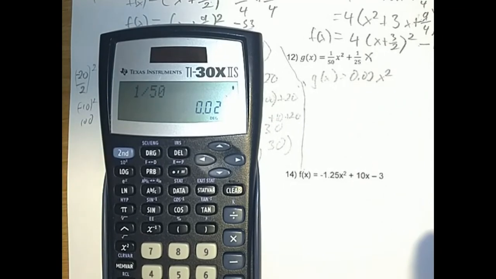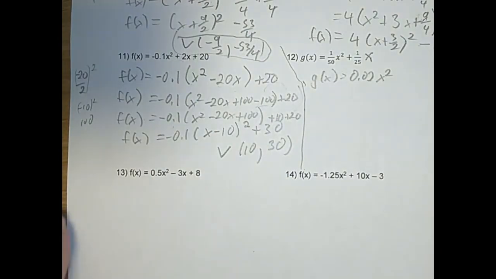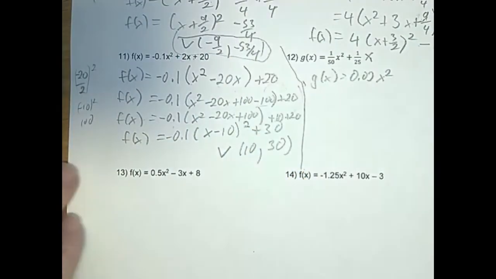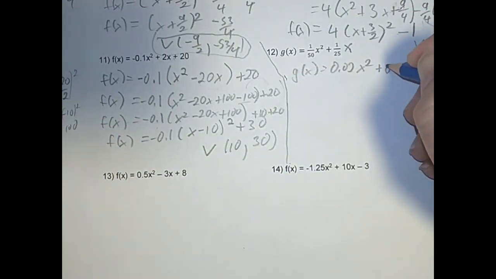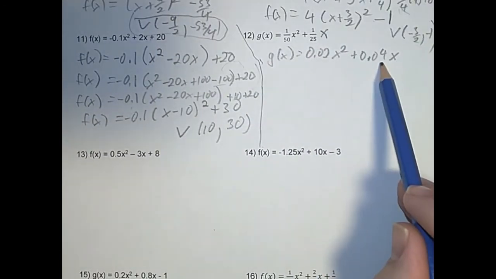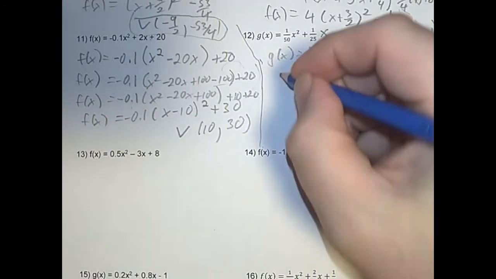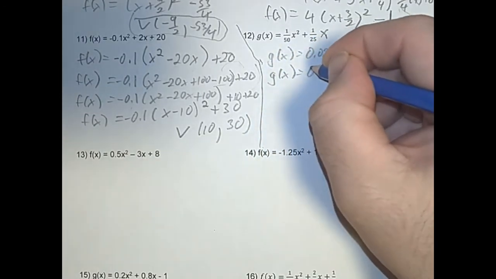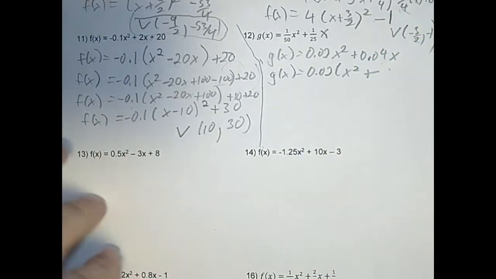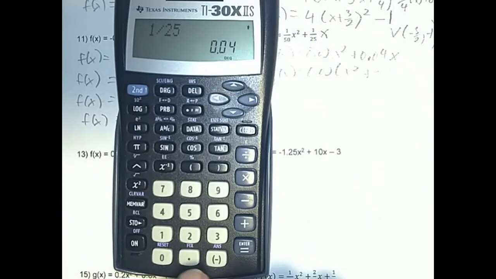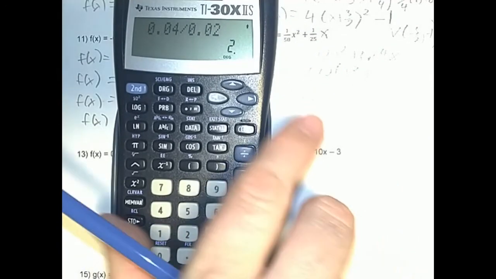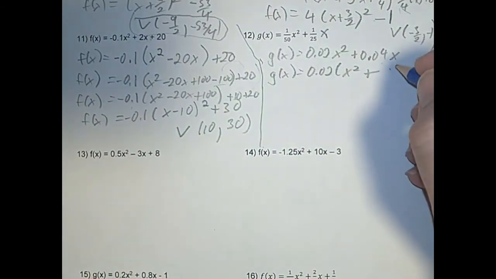Okay, goes there. So look, I just took that. And then I'll go 1 divided by 25. 0.04x. And then I'm going to do the same thing. I'm going to take the 0.04 divided by 0.02. So I'm going to go g of x equals 0.02 x squared plus, let's see what that is, 0.04 divided by 0.02, 2, plus 2x.